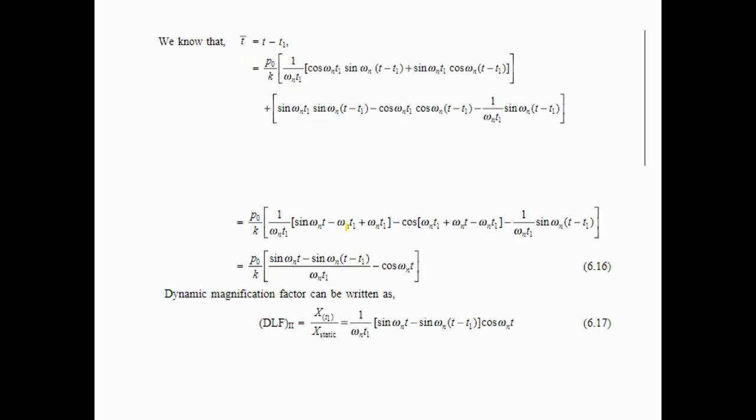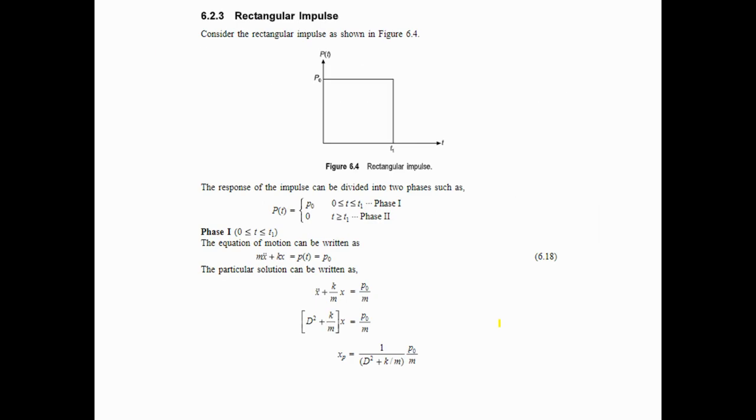In such a way, cos omega t equal to a sin omega t. Then by solving all these equations, by applying t equal to t1, t bar, we will get the dynamic magnification factor equal to x bar by x1 equal to 1 by omega t1 times omega n by t minus sin omega n(t minus t1). That is what happens in the triangular phase.